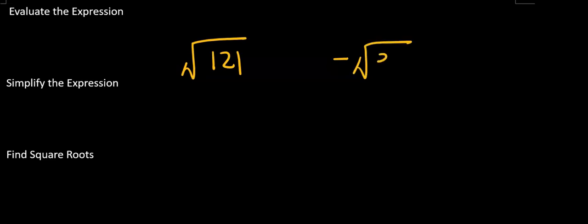Let's erase here and get a clean blackboard. We're going to find the square roots. Let's start with the square root of 121. And the next one, negative square root of 36. And how about positive and negative square root of 81?